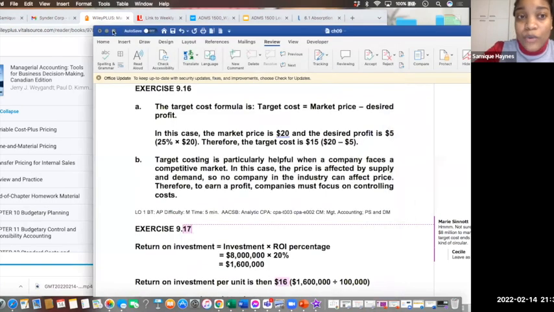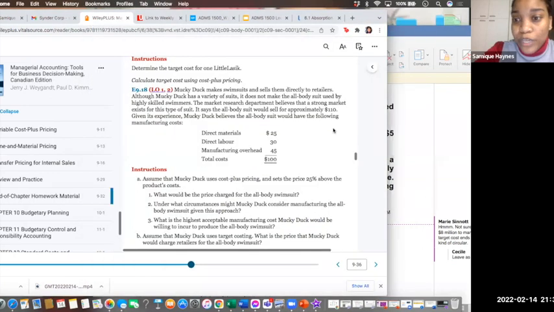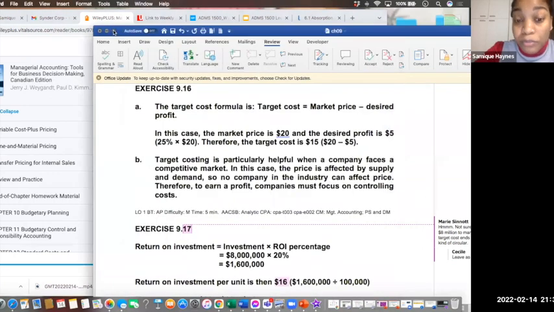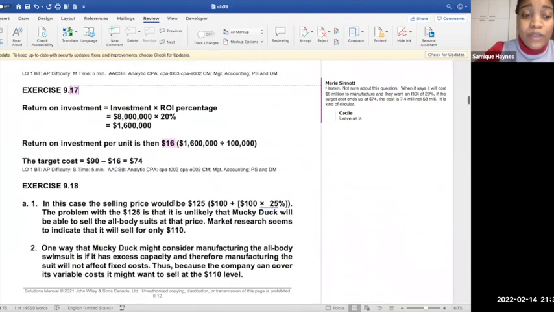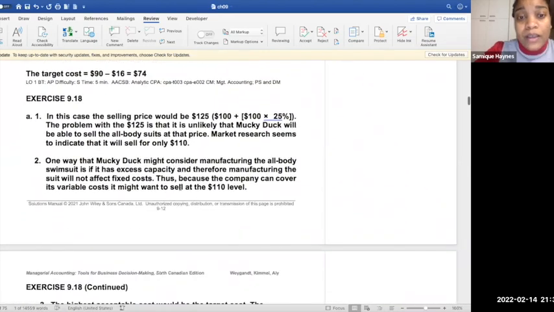Okay, so that's a question that we usually have to ask ourselves when we are working with multiple products. So this is what we should consider. Mighty Duck might consider manufacturing the all-body swimsuit if it has excess capacity. So if we have more space in our manufacturing plant to accommodate it, then we can do that. Okay, because manufacturing the suit will not affect our fixed costs.